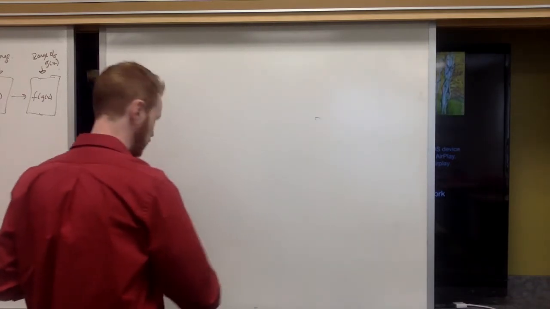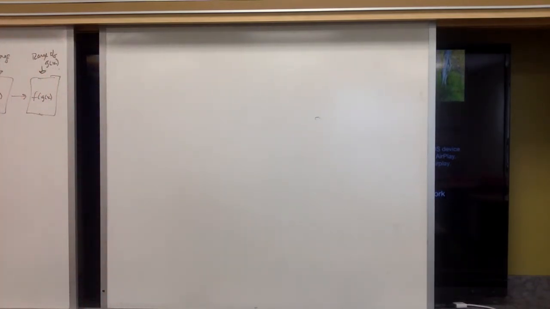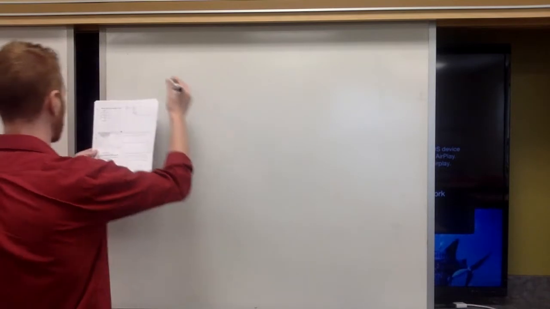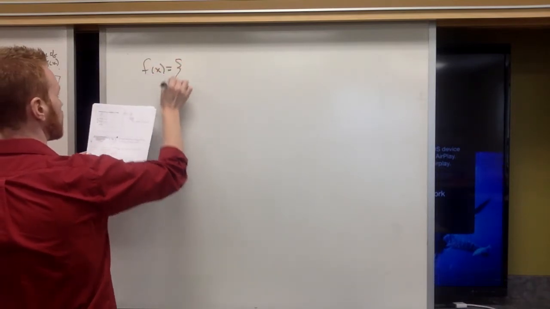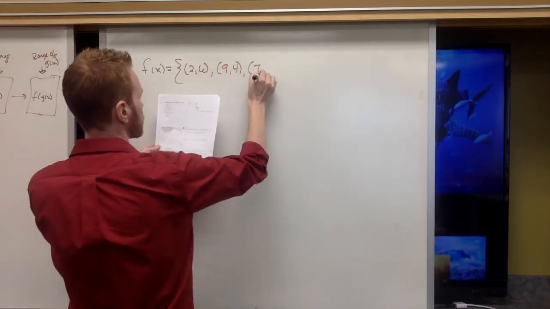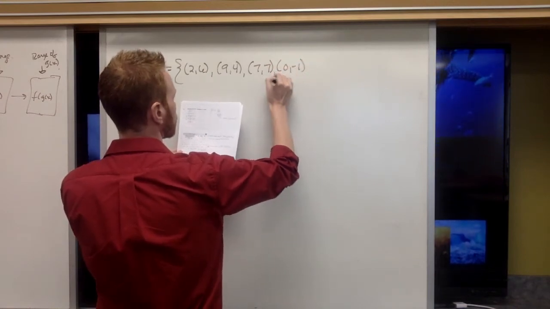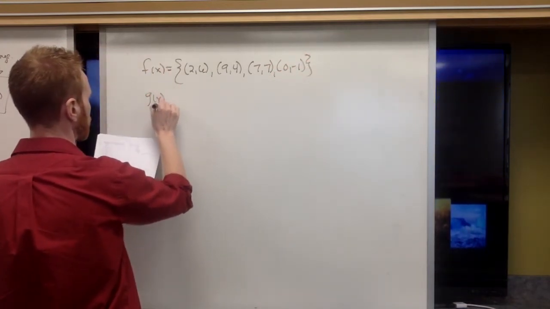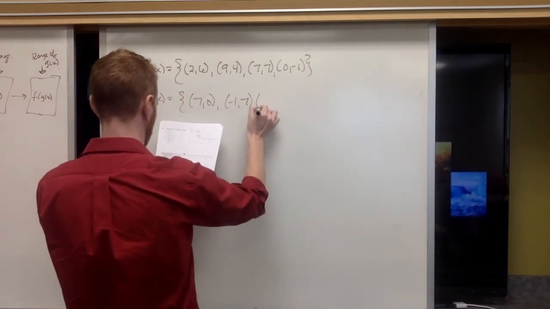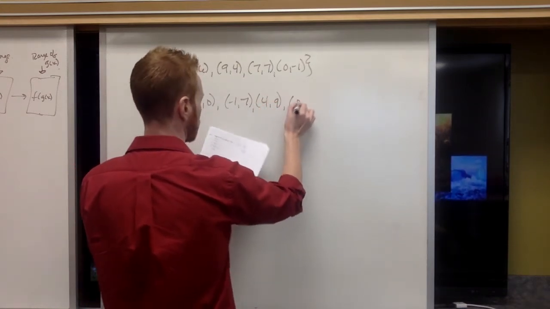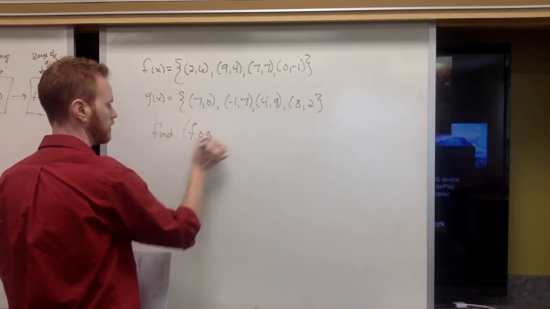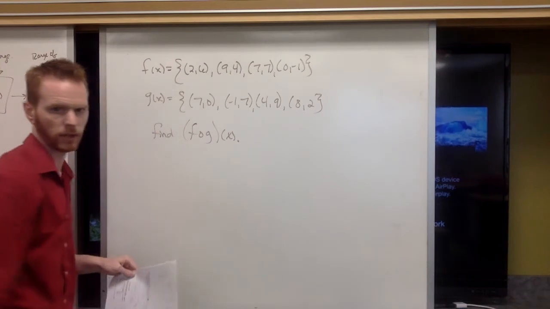So let's try an example out. What we're going to do is just a set of ordered pairs. We're not going to do quite an equation yet. Let's just do ordered pairs. So f of x is all of these pairs: (2, 6), (9, 4), (7, 7), (0, -1). g of x is (7, 0), (-1, 7), (4, 9), (8, 2). Find f of g of x. Okay, that's what we're going to do.